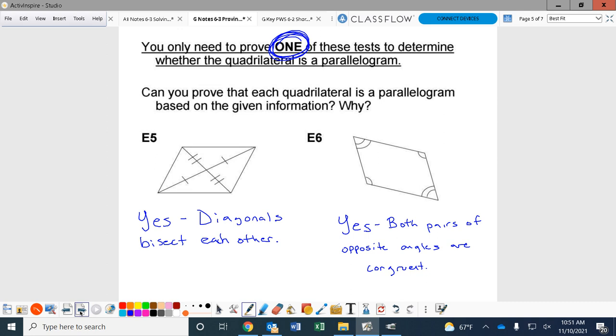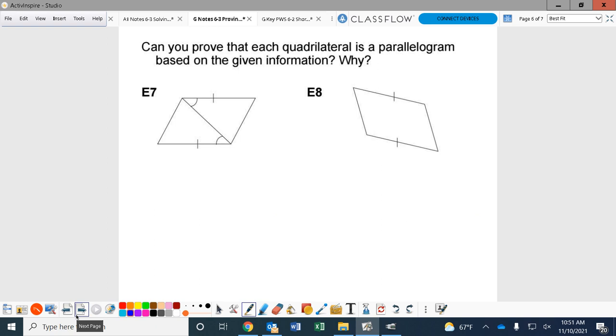Okay, last two. There's not much in here, guys. I told you there's not much in this set of notes. Here we go. Yes or no? Yes. Why would it be yes? Because alternate interior angles are congruent. And what do alternate interior angles being congruent tell you guys? That the lines are parallel.